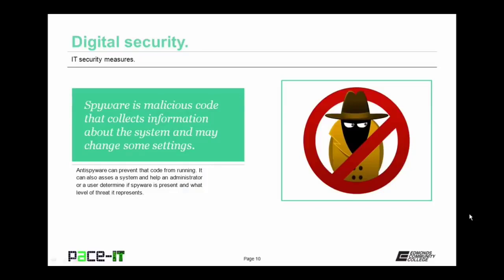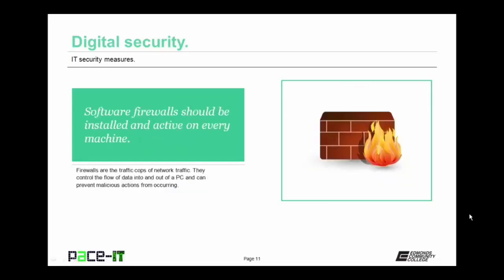Anti-spyware can prevent that code from running. It can also assess a system and help the user to determine if spyware is present and the level of threat that that spyware represents. A discussion on digital security wouldn't be complete without a discussion on firewalls.